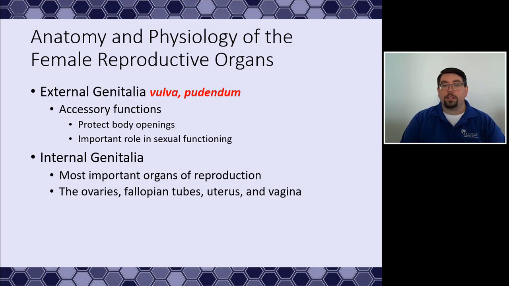When we think about reproductive organs for both men and women, I always like to say that women are fancy on the inside and men are fancy on the outside. But there is a little bit more to it than that. When we deal with the anatomy of the female reproductive organs, we deal with both internal and external genitalia. The internal genitalia are the most common ones that we deal with in regards to reproduction, along with the components of things like the ovaries, fallopian tubes, uterus, and the vagina. We'll talk more about those organs as we get through this lesson and then into our OB lesson as well. The external genitalia, the vulva and the penis, are going to be primarily accessory functions, protecting body openings such as the urethra or the vaginal canal itself, or they have a role that's important for sexual functions.